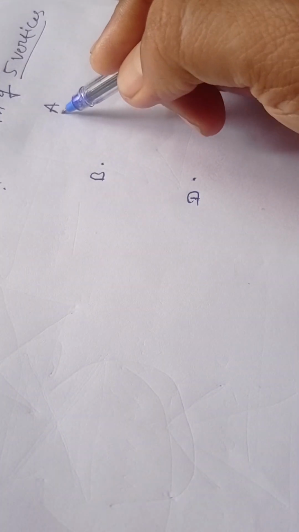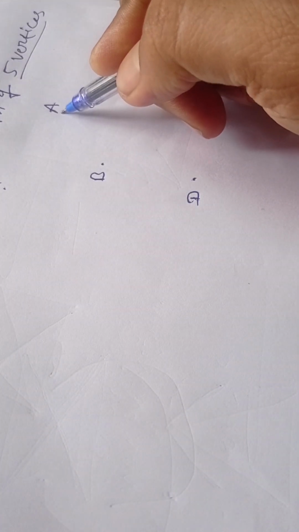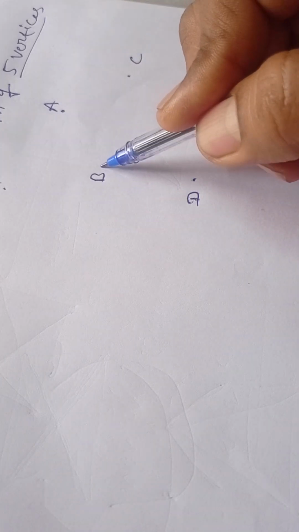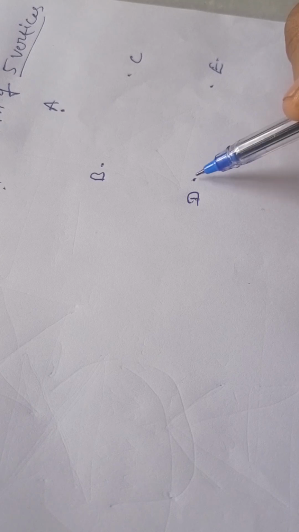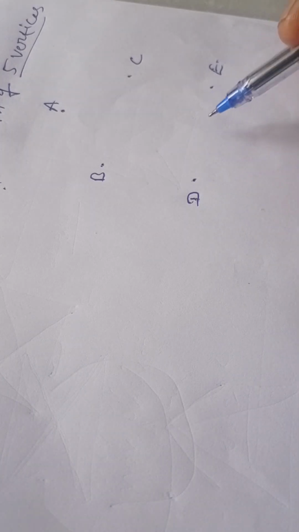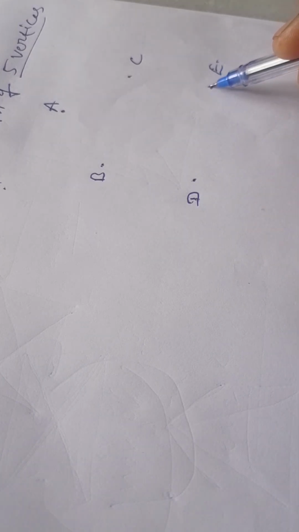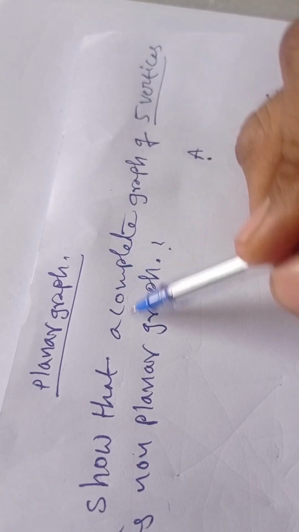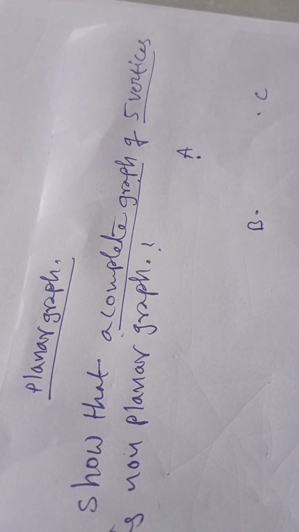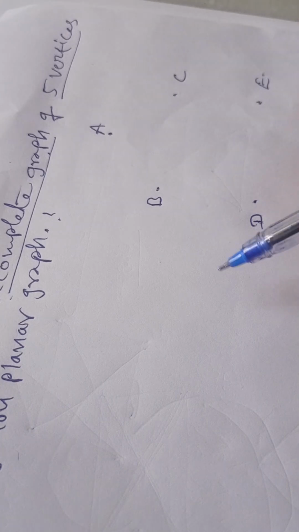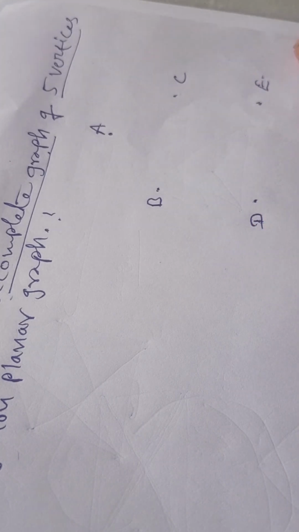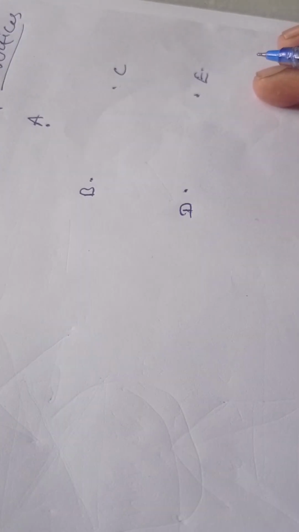So there are five vertices in the graph. Let the first vertex be A, the second vertex B, the third vertex C, the fourth vertex D, and the fifth vertex E. What is a complete graph? From each vertex we have an edge to all the remaining vertices in the graph.